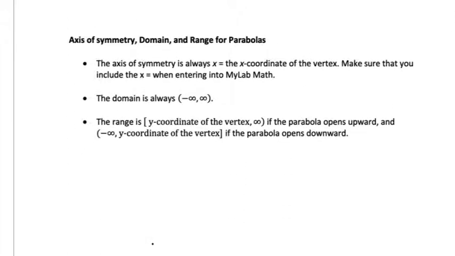At the end here, I have a quick summary of finding the axis of symmetry, domain, and range for parabolas. Axis of symmetry is always x equals the x-coordinate of the vertex. Make sure you include the x equals. Domain is always -infinity to infinity. And then the range depends on whether the parabola opens upward or downward. Y-coordinate of the vertex to infinity if it opens upward, -infinity to the y-coordinate of the vertex if it opens downward, and then we always use a square bracket around the vertex because that point is always included.